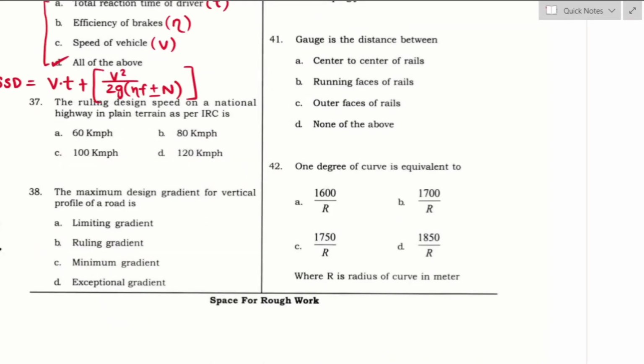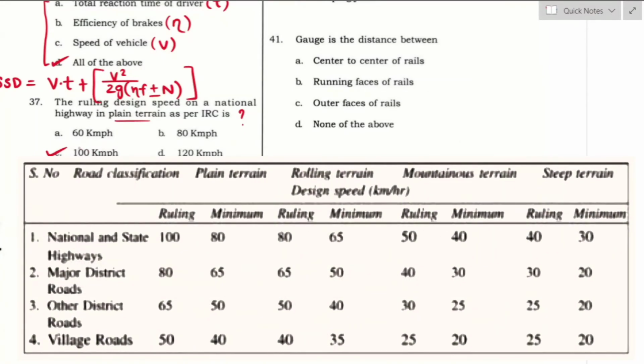Question number 37. The ruling design speed on a national highway in a plain terrain as per IRC is. As per IRC, the ruling design speed on a national highway is 100 km per hour. Option C is the right answer. Here you can observe in the following table, the different ruling design speed is given for different terrain condition as per IRC.